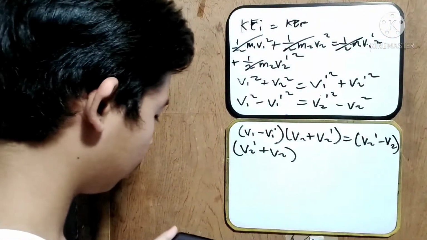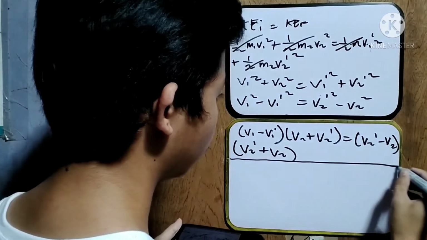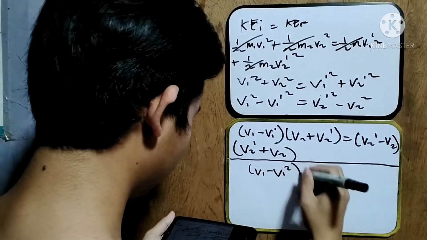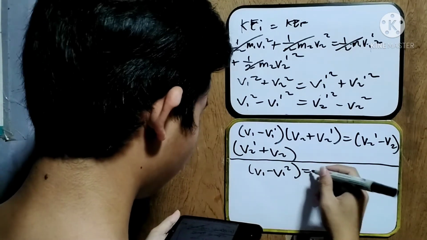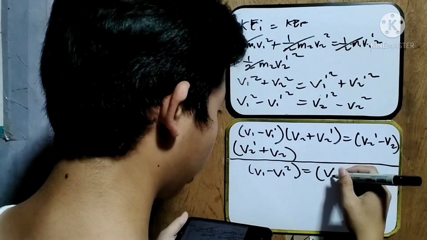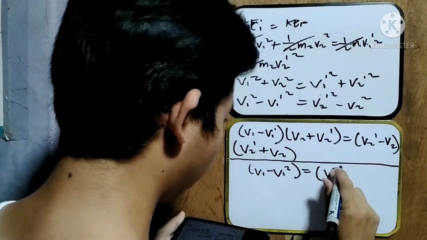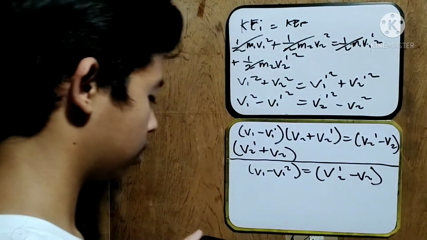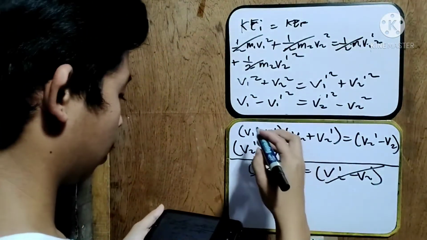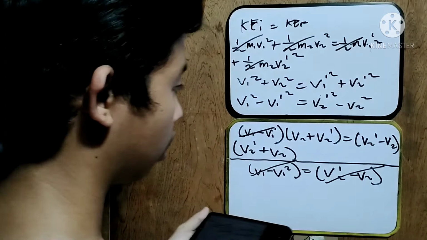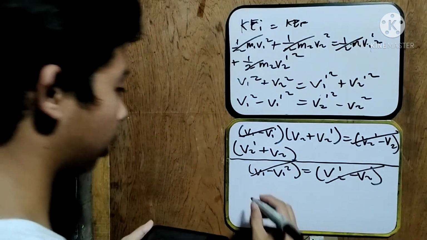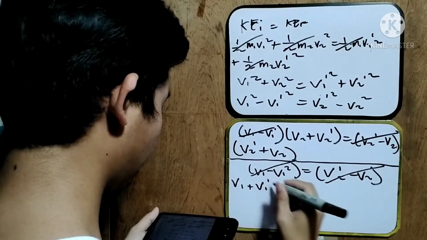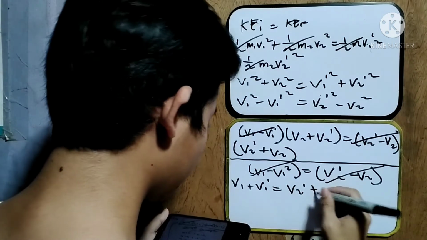So, yung equation 2 natin. Tapos, yung gagawin natin, i-divide natin. Nakuha natin na equation 1 which is V1 minus V1 prime is equal to V2 prime minus V2. So, cancel. Tapos yan. So, ang matitira, V1 plus V1 prime is equal to V2 prime plus V2.